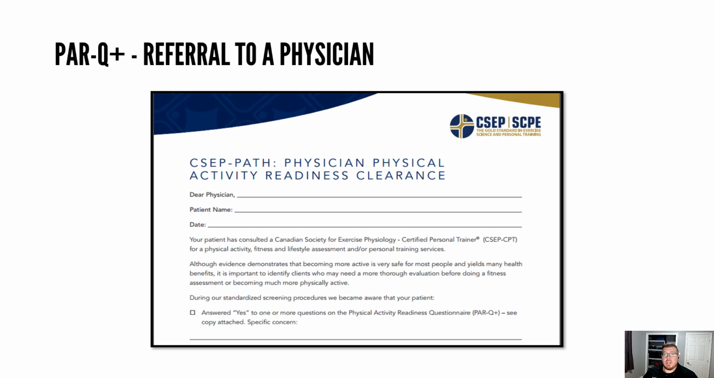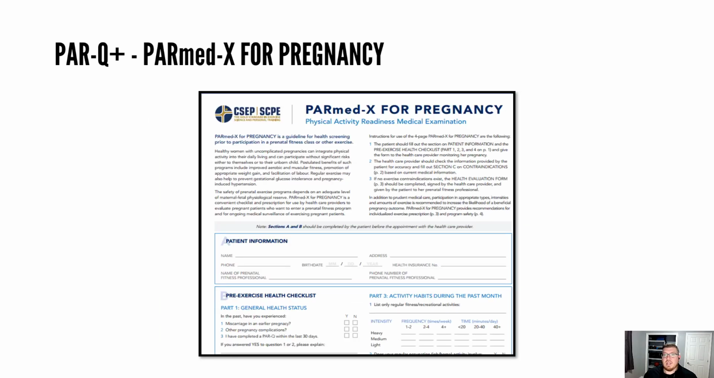There are other forms that you can get if you need to refer an individual to a physician. This way, you don't just tell the client, hey, go see your doctor and come back to me when you're good. You can give them a form like this one here, which says they've answered yes to one or more of the questions on the physical activity readiness questionnaire, which you can attach, and then the doctor knows what they need to look at specifically. And finally, there's a version of the PAR-Q you can use for individuals who are pregnant. You could go through this sheet with the individual, and the same as the PAR-Q, you would make sure that they're safe to partake in an activity with you.